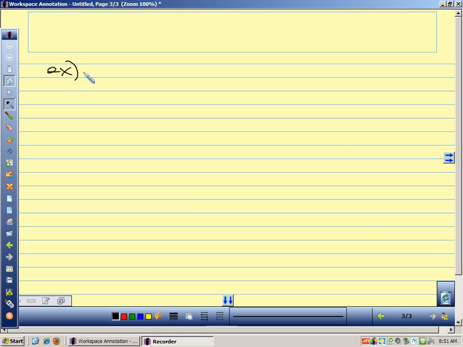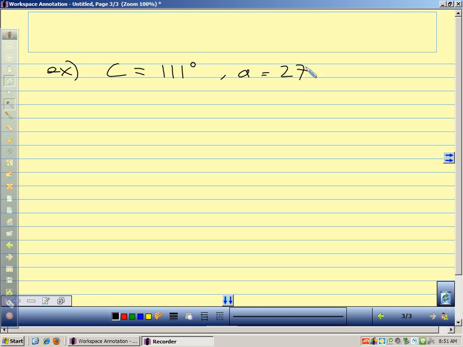We have, let's say we're given that C is 111 degrees. Side A is 27. And side B is 18. We want to find the side and the two angles. So we're solving the triangle.